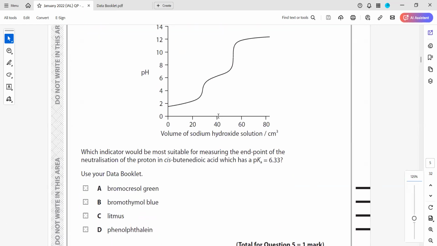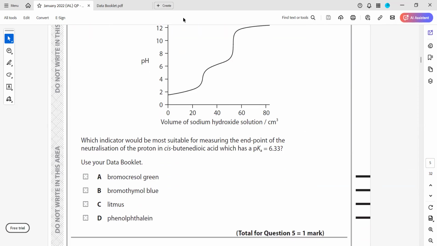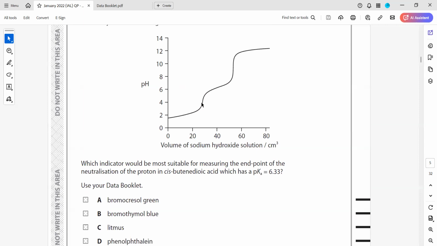Which indicator would be the most suitable for measuring the endpoint at a neutralization of a proton at which the pKa is 6.33? So pKa is 6.33, which is the most suitable one? We have cresol green, bromothymol blue, litmus, and phenolphthalein. Which position?